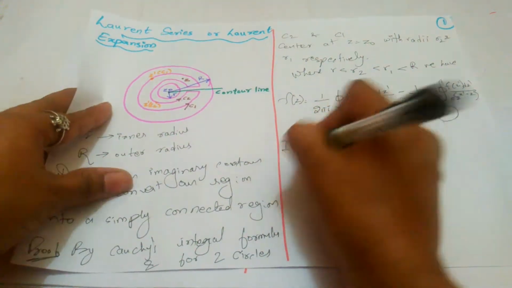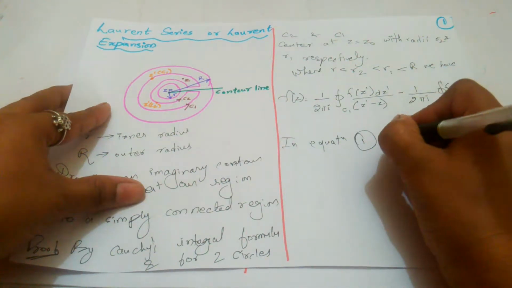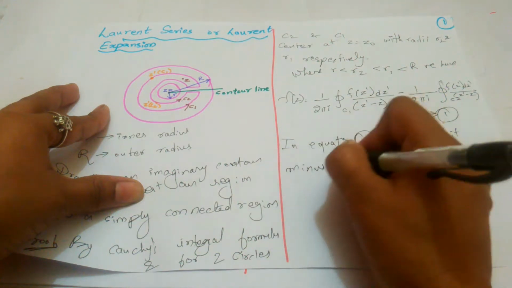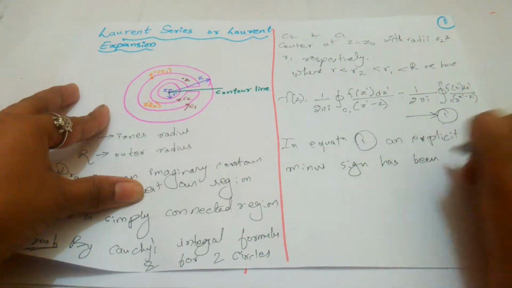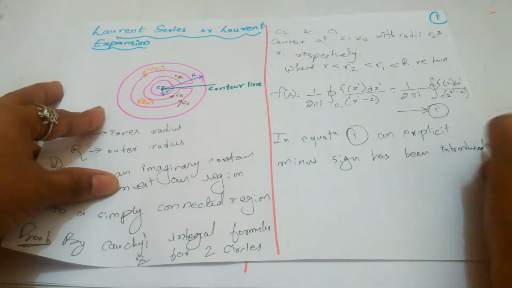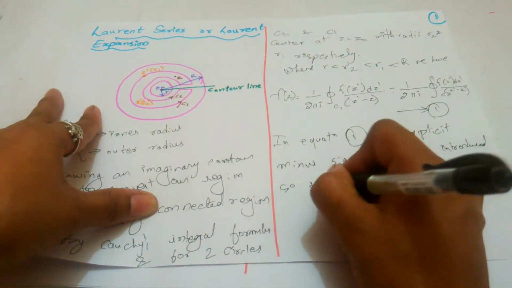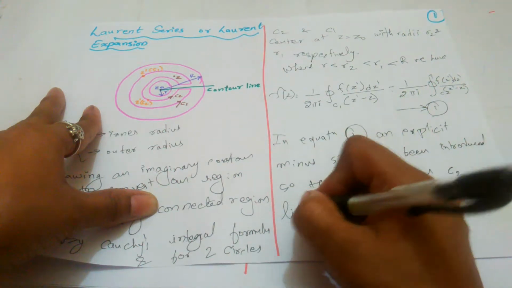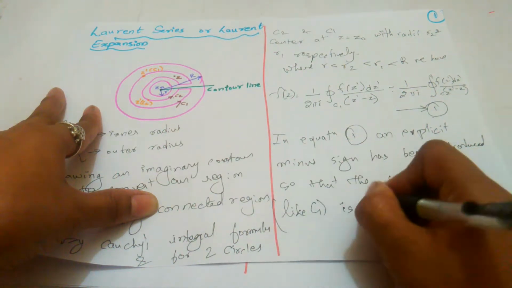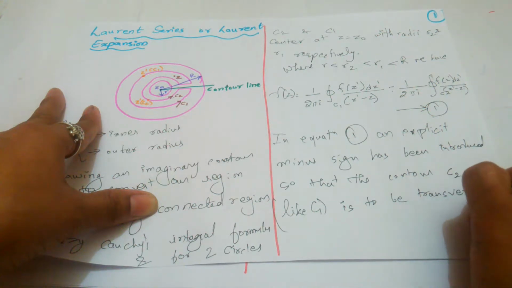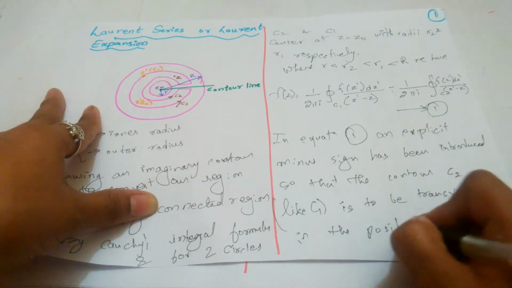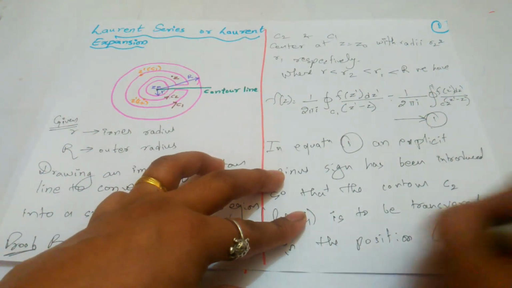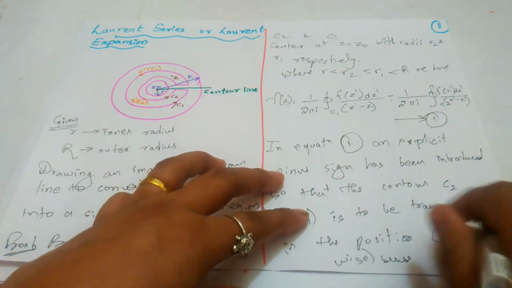Now in equation 1 there is a minus sign. It is being introduced so that the contour C2, like C1, is to be traversed in the positive direction. You can say it should be traversed counter clockwise.